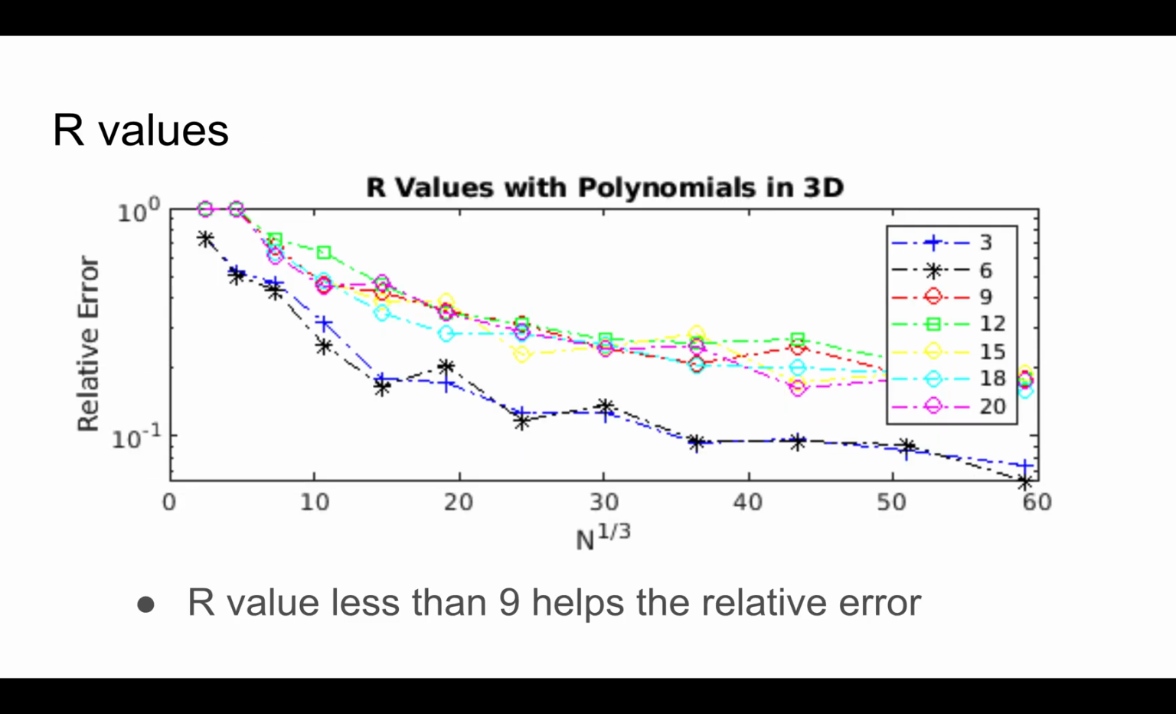But as we move on to the R value, it appears that it has a little bit more of an influence on the relative error here. So it looks like when using polynomial approximation in the Martinson algorithm, you should keep the R value below 9.